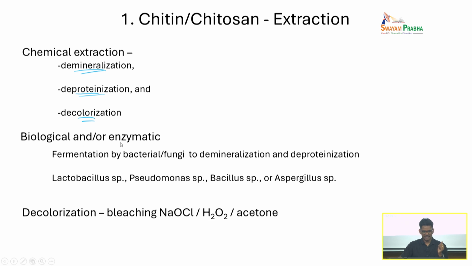In the case of biological or enzymatic extraction, we use bacteria or fungi to do the first 2 steps, that is demineralization and deproteinization. Some of the bacteria used for this application are Lactobacillus, Pseudomonas, Bacillus and Aspergillus. These are the typical microbes used to do this extraction. And then for decolorization, like if you remember in the case of cellulose, we do bleaching, and bleaching typically involves sodium hypochlorite or hydrogen peroxide and acetone combinations.